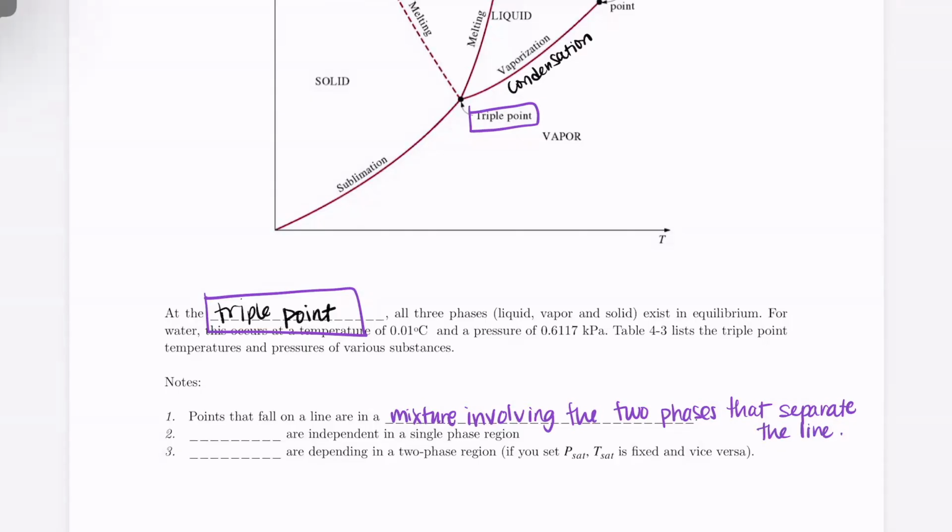P and T, so pressure and temperature, are independent in a single phase region, but they are dependent in a two-phase region. So if you set PSAT, then TSAT is fixed, and then vice versa.